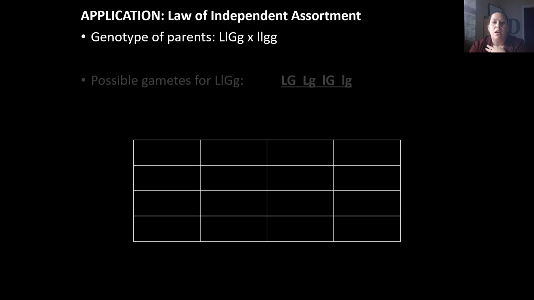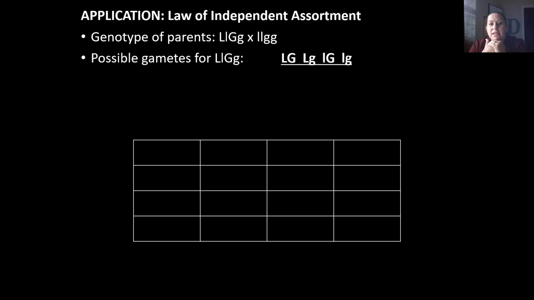Okay. So I need to make the gametes for my first one. So the first big L is going to go with the first big G. And then big L is going to go with the little g. Now big L has been paired up with the two it can. So little l is going to then go with the big G. And little l is going to then go with the little g. That's the first parent. The possible gametes for the second parent are really easy since they're all lowercase. I have a little l with a little g on all of them.